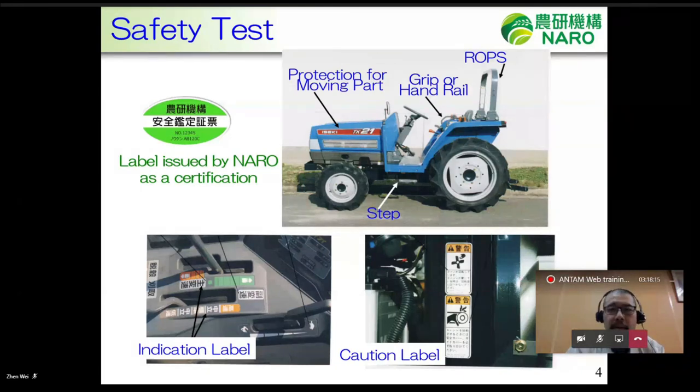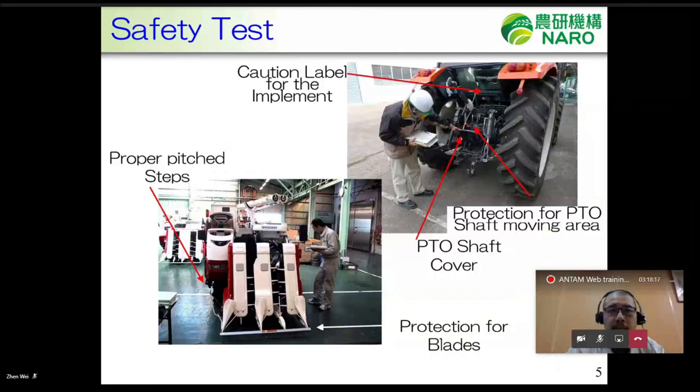Next slide, please. This is a photo of the safety test. As you can see, the tester is checking the PTO, the caution label, and so forth. And the testers are not using any expensive equipment. We use a couple of gadgets, but they are very small and very easy to use.